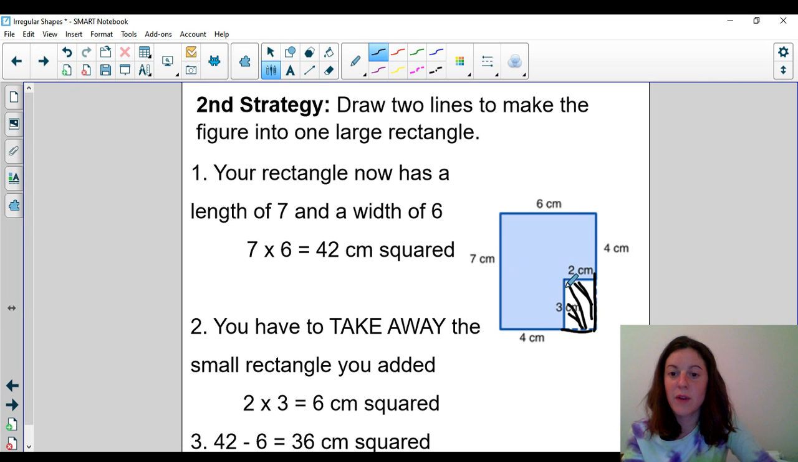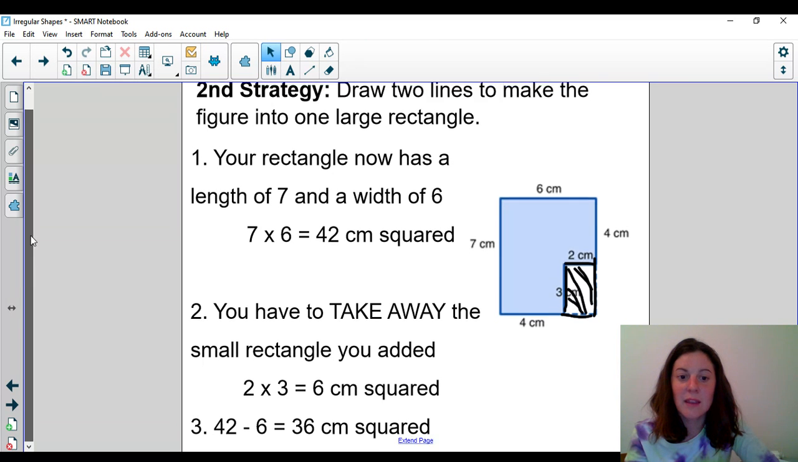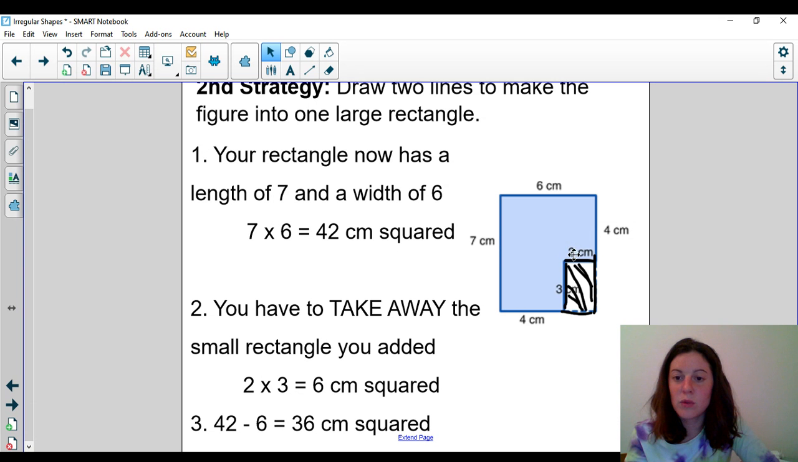If I finish this rectangle and I draw my other lines, I can easily see what my length and my width is. My length is 2, my width is 3. 2 times 3 is 6. Since I added that 6, I now have to take that away. If I take that 6 away, 42 minus 6 would be 36 centimeters squared.